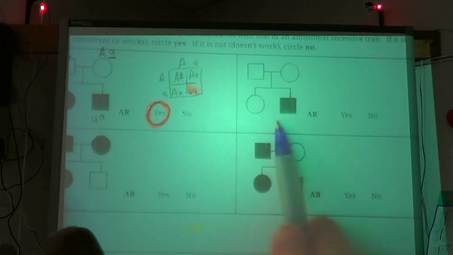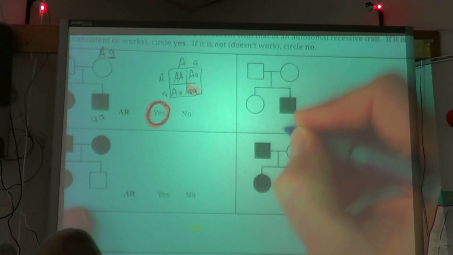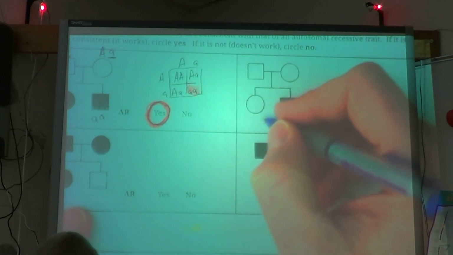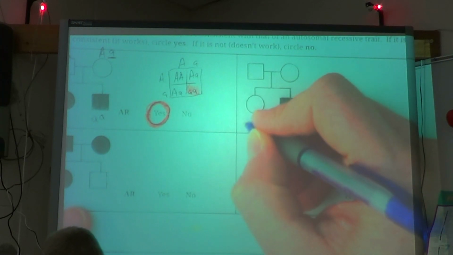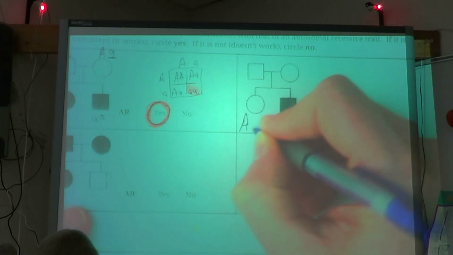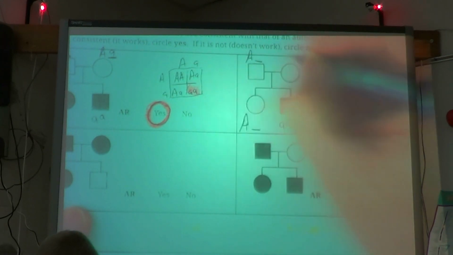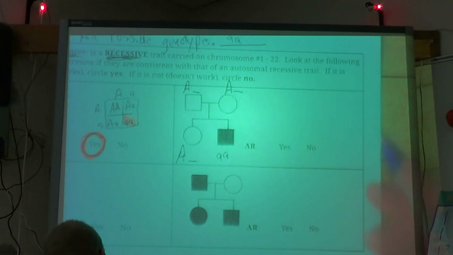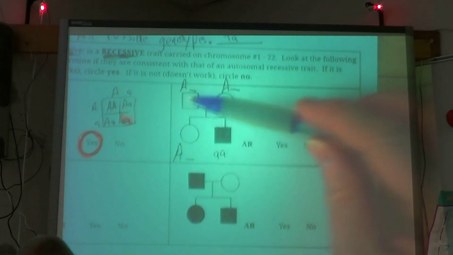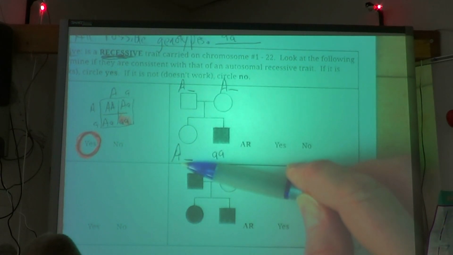Next one. Son has the trait or doesn't have the trait? So he has what genotype? Little a, little a. His sister has the trait or doesn't have the trait? Doesn't. So she is big A something. Dad has or doesn't have? So he's big A something. What about mom? Big A something. Now, is it possible for a big A something and a big A something to have a big A something? Yes, right?